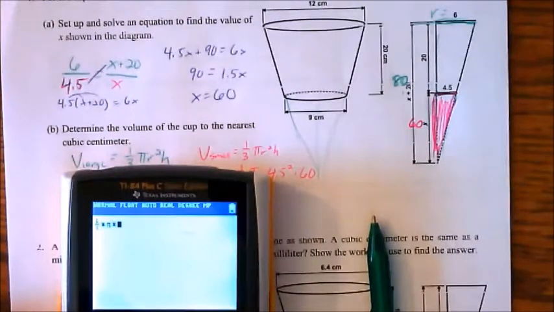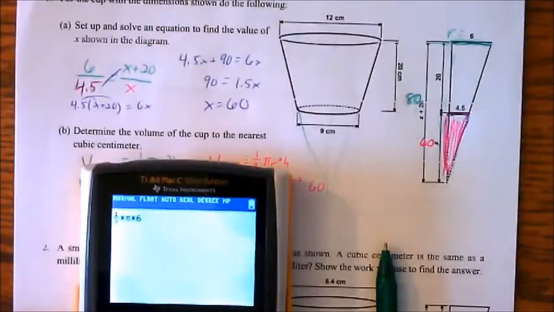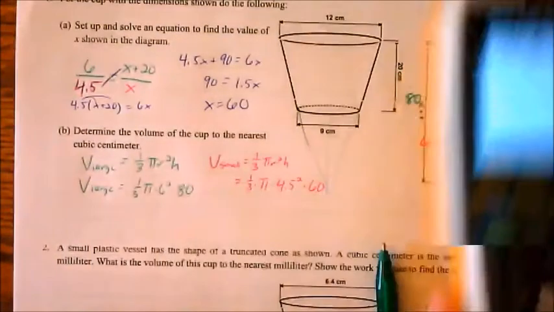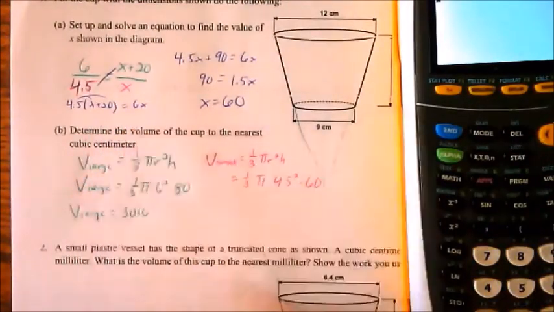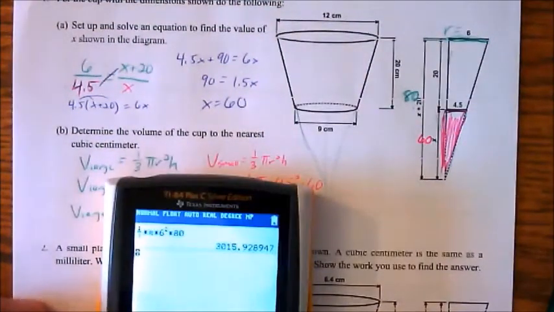Alright, and then let's type those in. So we get 1/3 times pi times 6 squared times 80. So that has a volume of about 3016.